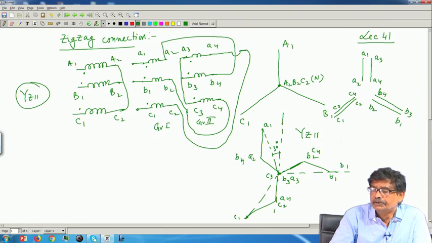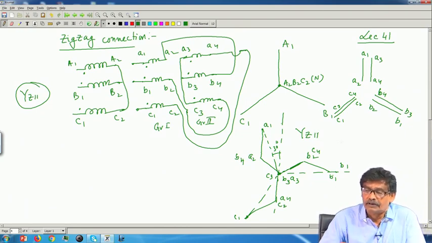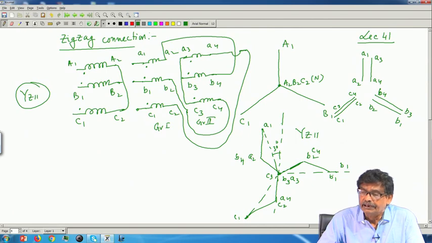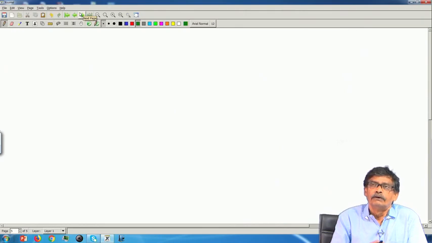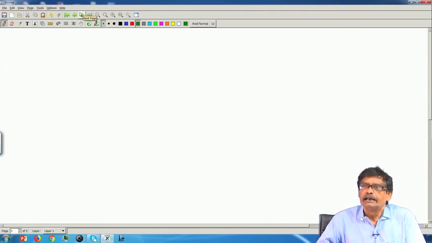Now, after I have given you how to implement different connections logically, the question is when to use what connections. Before I start discussing that, I will tell you one very important thing that happens in three-phase practical transformers.